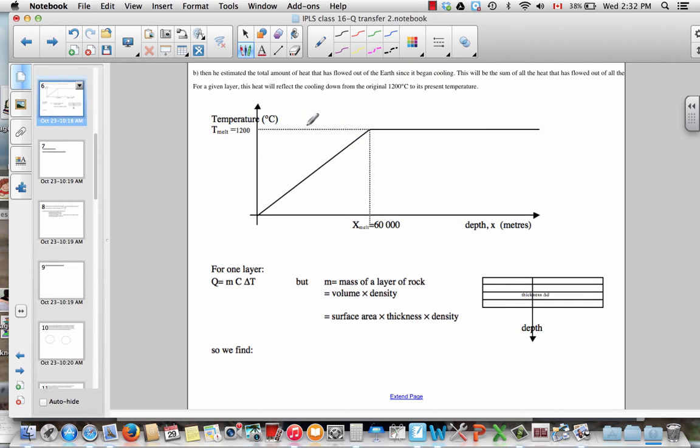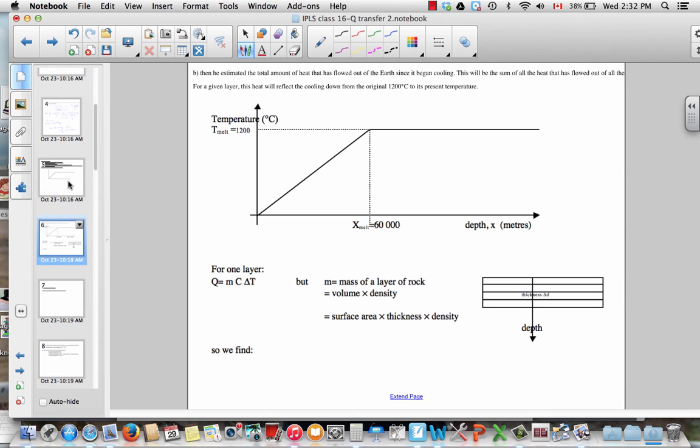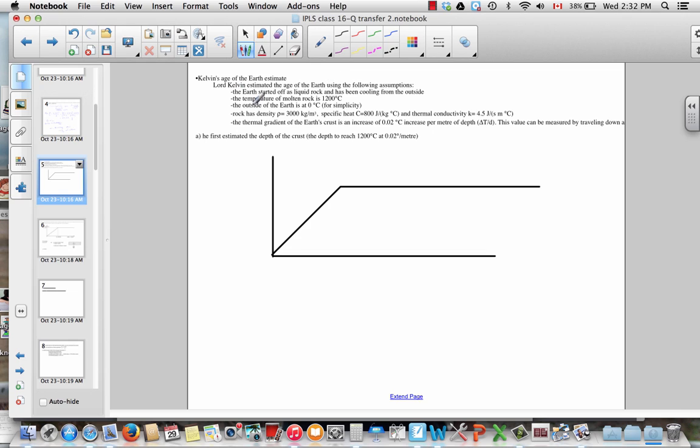Next example, this is an interesting one here for historical reasons. Kelvin estimated the age of the Earth by imagining that the Earth had started off as a ball of molten rock and had gradually cooled. And so in his mind, there was a layer of crust on the top, and then at the center there was this layer of molten rock.